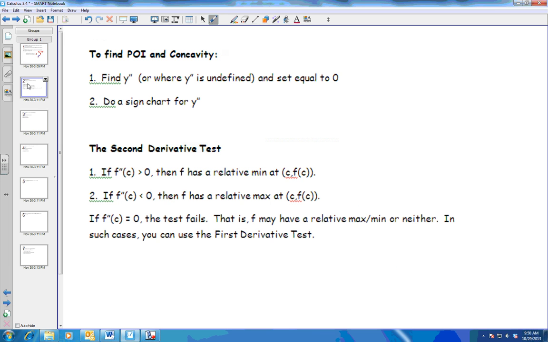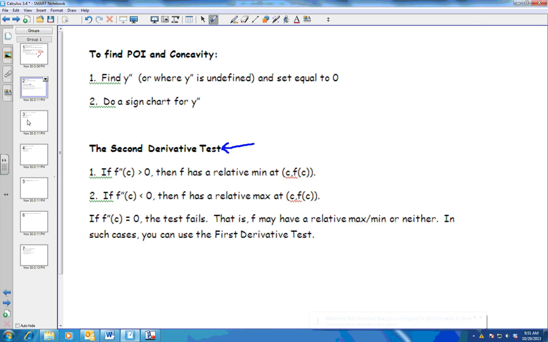So we're going to do an example. Again, there's going to be lots of writing for this. But here are the steps. To find a POI and concavity, you're going to find the second derivative, or where the second derivative is undefined. Set it equal to 0 and solve, just like we have been. Do a sign chart for your second derivative where you have your pluses and minuses, and then you'll be able to tell where your POIs are and where it's concave up and down. Then we have something called the second derivative test. I haven't included any examples in this part, but we're going to talk about that in class the following day.